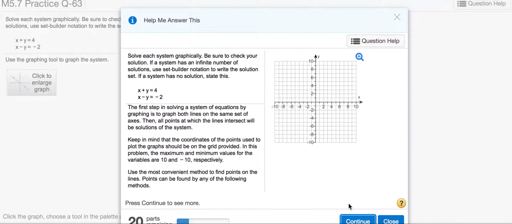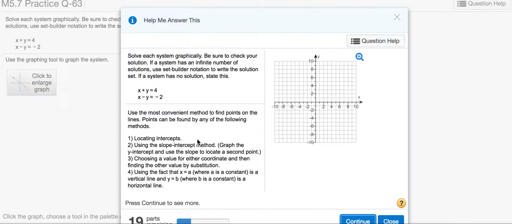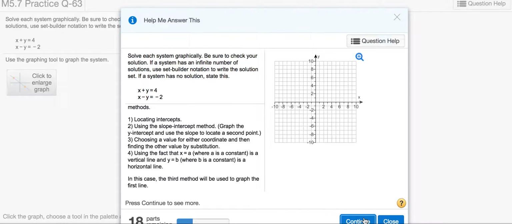Use the most convenient method to find points on the lines. Points can be found by any of the following methods: locating intercepts, using the slope-intercept method, graphing the y-intercept and using the slope to locate the second point, or choosing a value for either coordinate and then finding the other value by substitution. This is what I do. I just choose a value and solve. In this case, the third method will be used to graph the first line.